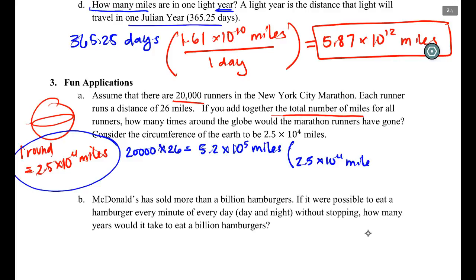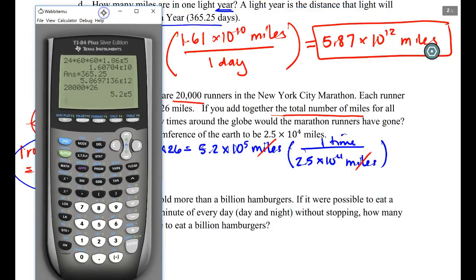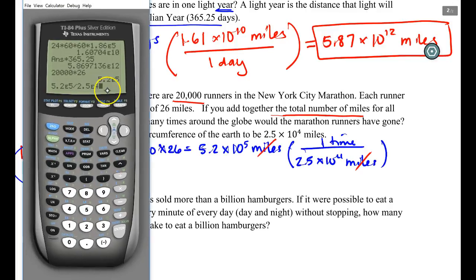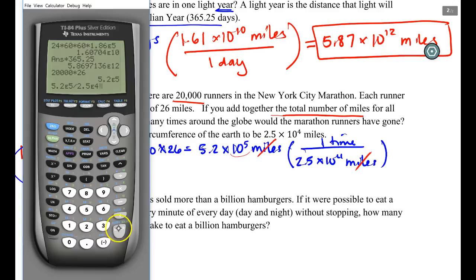I'm setting it up on the bottom so that my miles will cancel every one time that we go around the Earth. So in this case, miles will cancel. All I need to do is 5.2 times 10 to the fifth divided by 2.5 times 10 to the fourth. And before we even get started, we know if we're dividing 10 to the fifth by 10 to the fourth, we should get something around 10 to the first power.